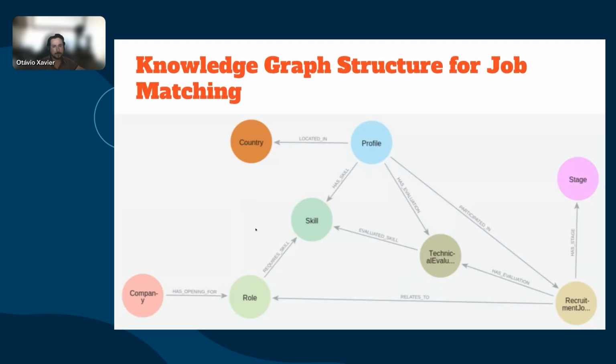So moving forward, my idea here is to bring the schema. We have one example of schema. For instance, we have the candidate profile, we have his country or her country, the skills, technical evaluations, the recruitment journey, which will cover all the steps the candidate moved through for a given role. So we have a role which represents the job, the company that's offering this role, and the stage inside the recruitment journey the candidate is in.